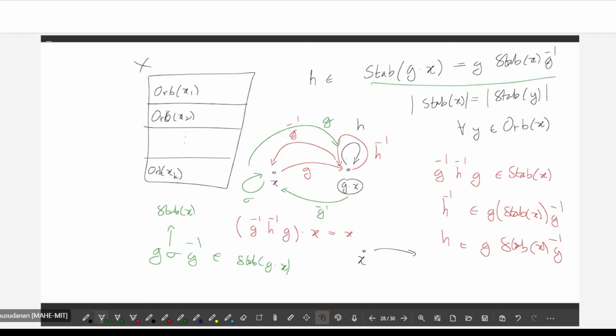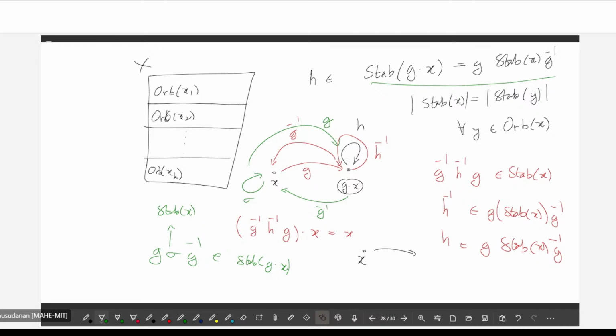Yes. Stabilizer of gx equal to stabilizer of x for all g. That means if all the elements in the orbit of x have the same stabilizer, then that stabilizer is normal.